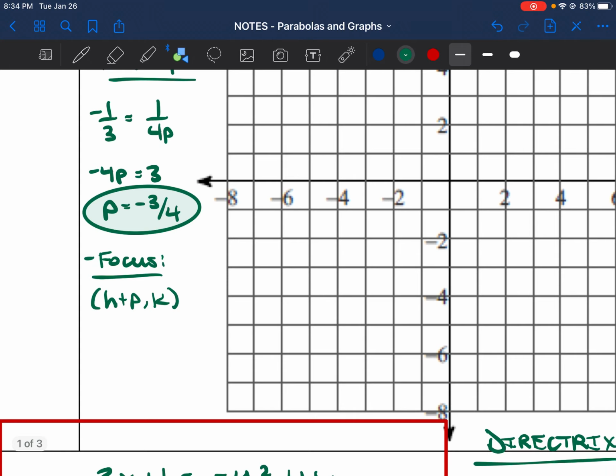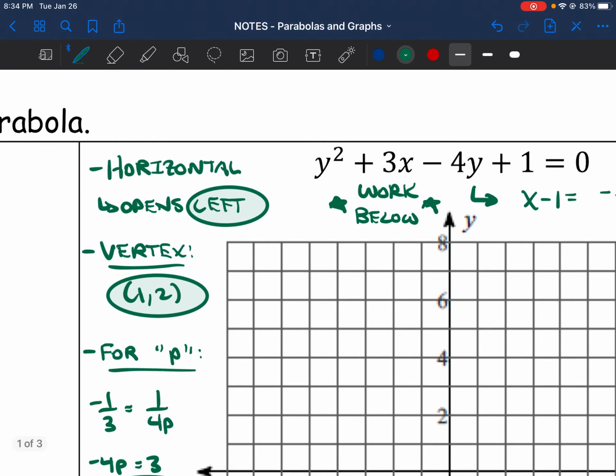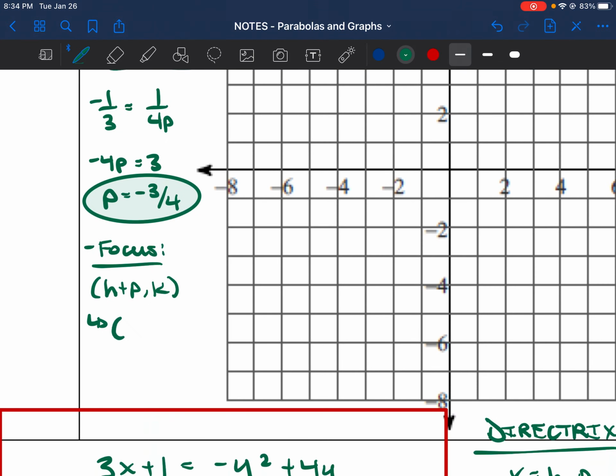All right, for the focus, for a horizontal parabola, the focus is given by h plus p comma k. So we know that h is 1. So this is going to be 1 plus negative 3/4, so 1 minus 3/4 really, comma k. K in our case is 2. Let's see, 1 minus 3/4, that's just going to be 1/4, comma 2. So there's our focus point, 1/4, comma 2.